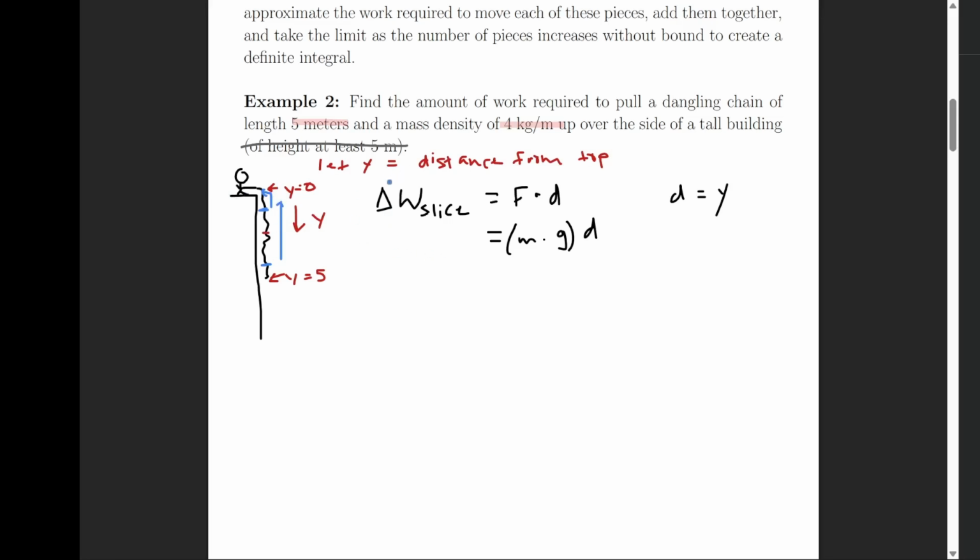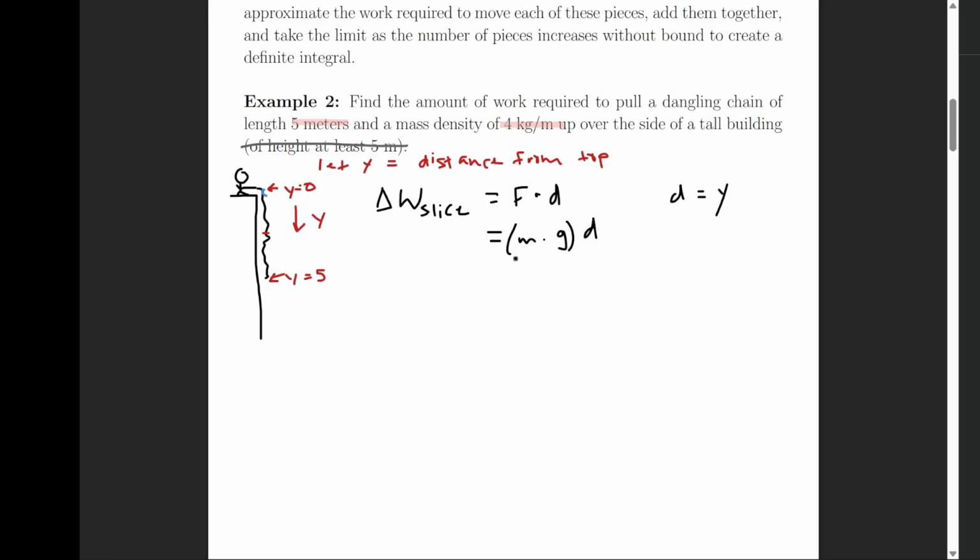Now, if you did the opposite, like if you said let y be distance from the bottom, y would be like 5 minus y, right? Because instead of this, you're doing this, right? That might confuse me more. It just depends on where you put your y, where you put the 0, I guess. But I hope that makes sense. Distance equals y because this slice right here is getting pulled up this amount, and the slice down here is getting pulled up this amount, right? And since we're calling y the distance from the top, d would equal y. Hope that makes sense, twin.